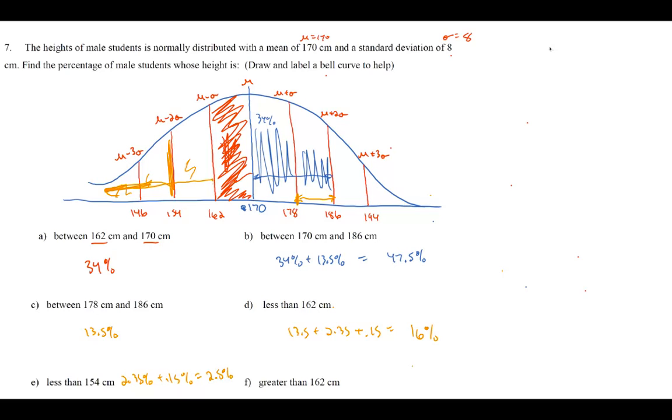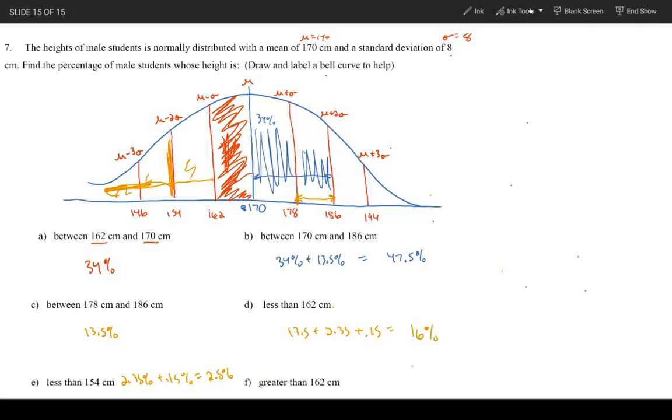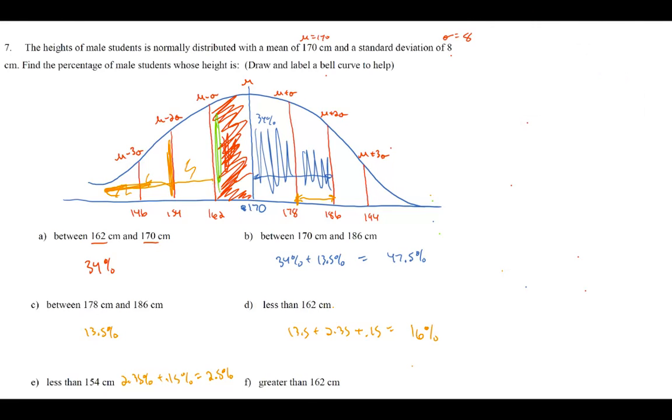And then greater than 162, that's going to be everything shaded to the right of the 162. So all of this, the easiest way to figure that out rather than adding those all together is we knew everything less than 162 was 16%. So greater than 162, we know it's all 100%. So we just do 100% or just 1 minus 0.16 or 100% minus 16%. So that gives us 84%. It'll be everything greater than 162.